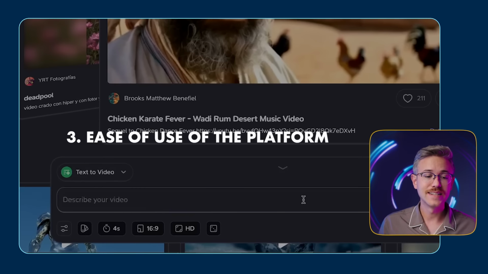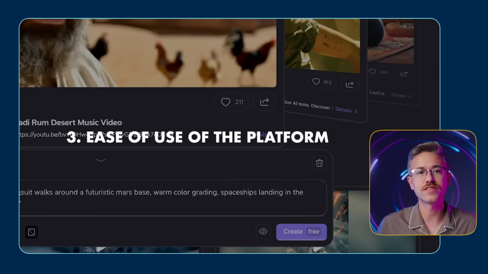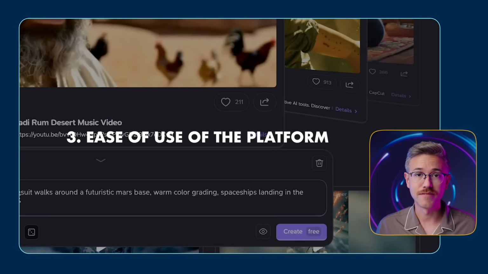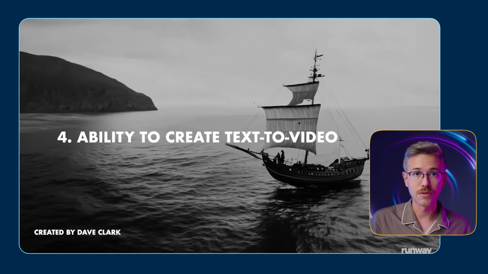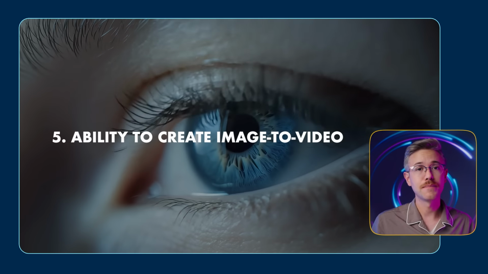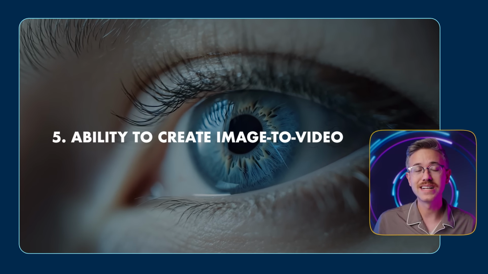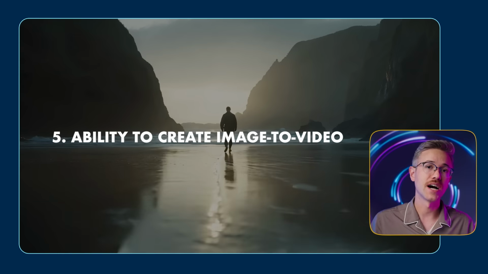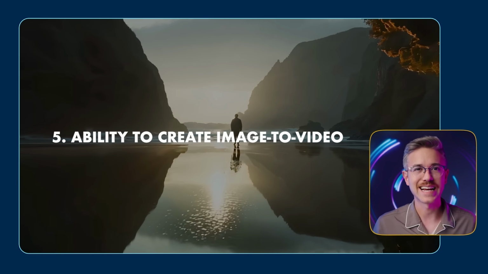The third criteria is the ease of use of the platform. So we want it to be easy enough to where you don't have to spend a lot of time learning how to use the tool to create an impressive video. The fourth is the ability for it to create text to video, basically typing in a prompt and generating a video. The fifth is having the ability to create image to video. So it's very important to have image to video inside of a tool because you want to be able to control the consistency from shot to shot. And if you're just doing text to video alone, it can be very challenging to get that consistency.